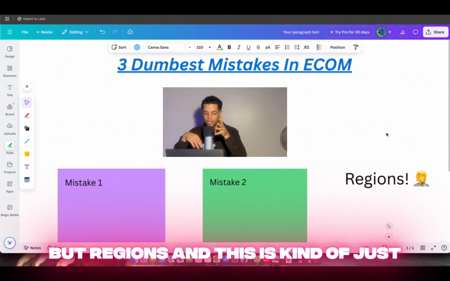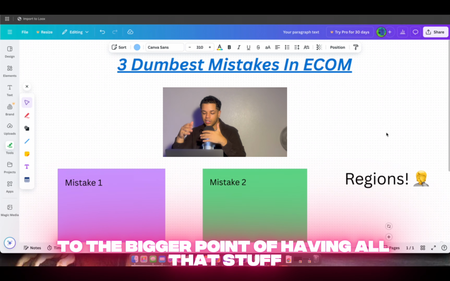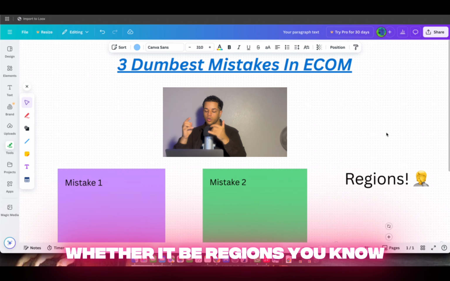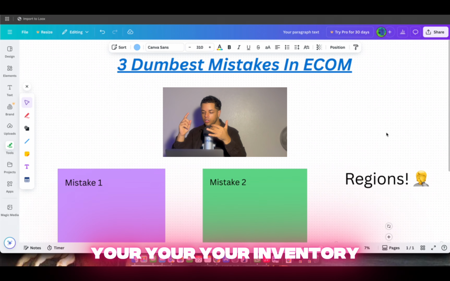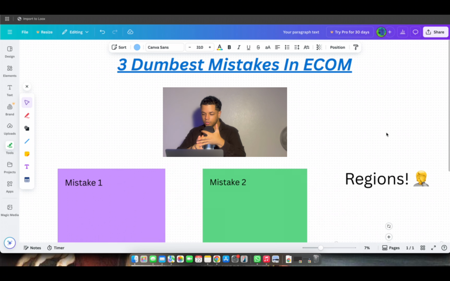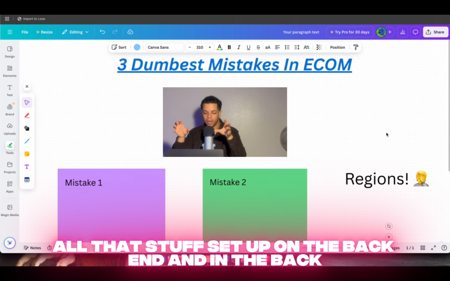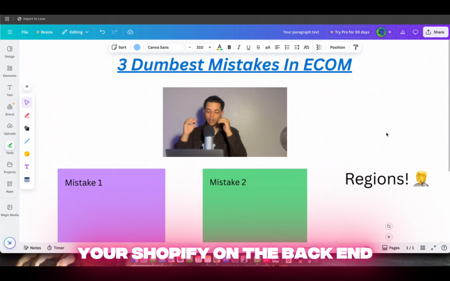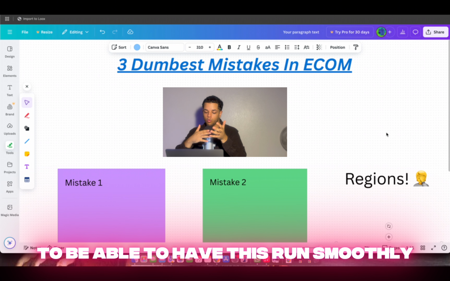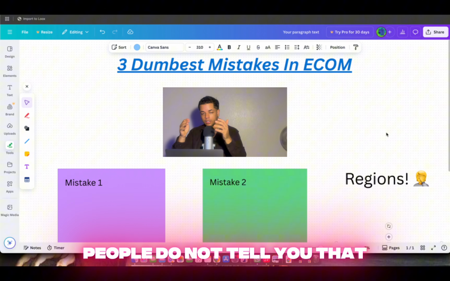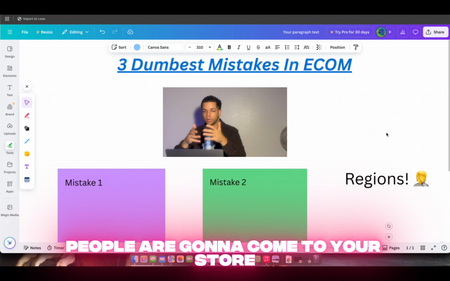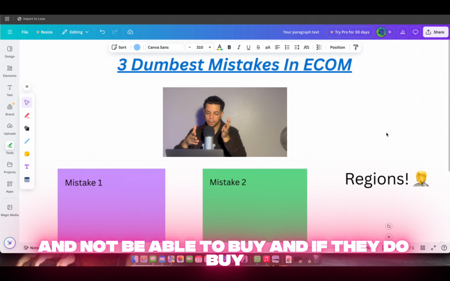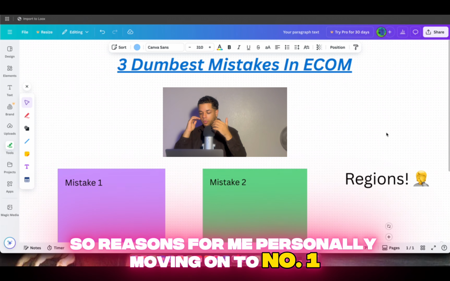But regions, and this is kind of just to the bigger point of having all that stuff on the back end set up, whether it be regions, your inventory, payment settings, all of that. Set up your Shopify on the back end to be able to have this run smoothly. People do not tell you that, but you really need to, or else people are going to come to your store and not be able to buy. And if they do buy, there might be issues. So regions for me personally.